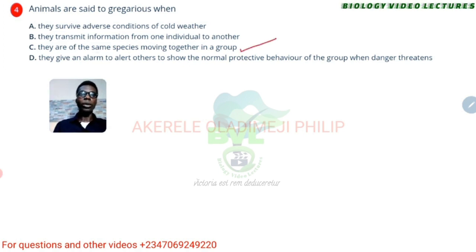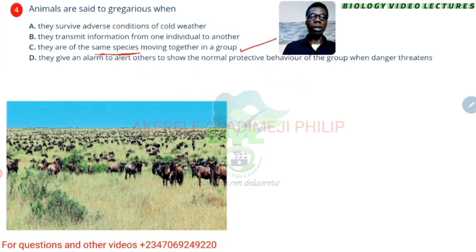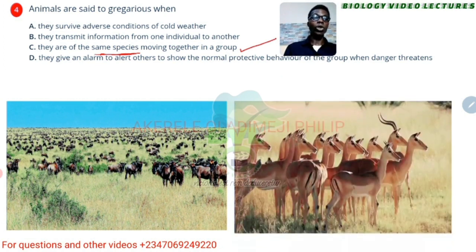It says they are of the same species, not just animals in a group. It has to be the same species working together in a group. So these are actually some animals like herds of that. You also have gazelles and all of that. They work together in a group. So this is what gregarious will mean.